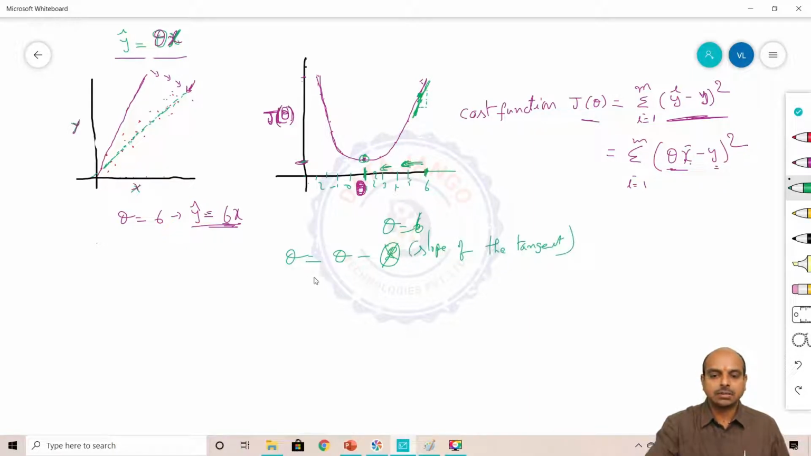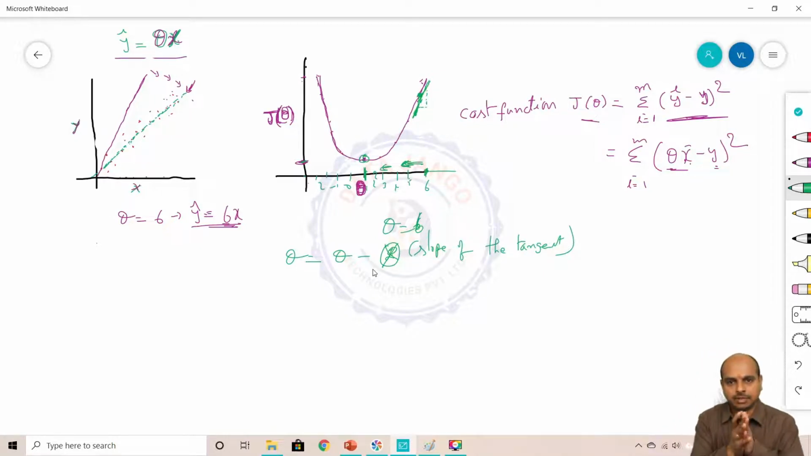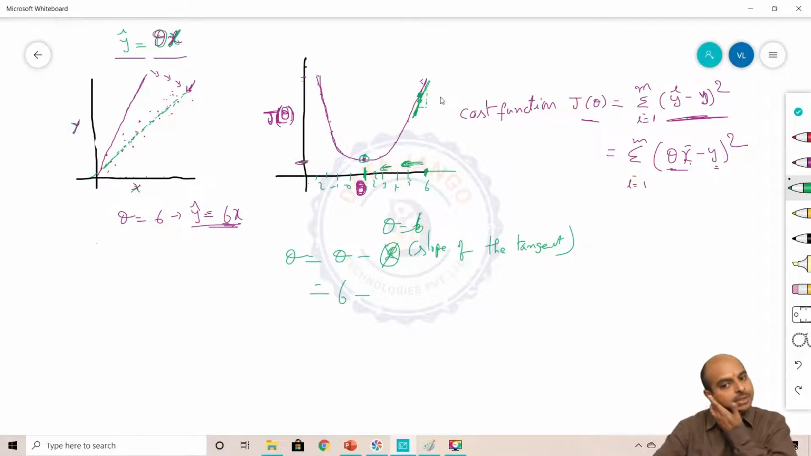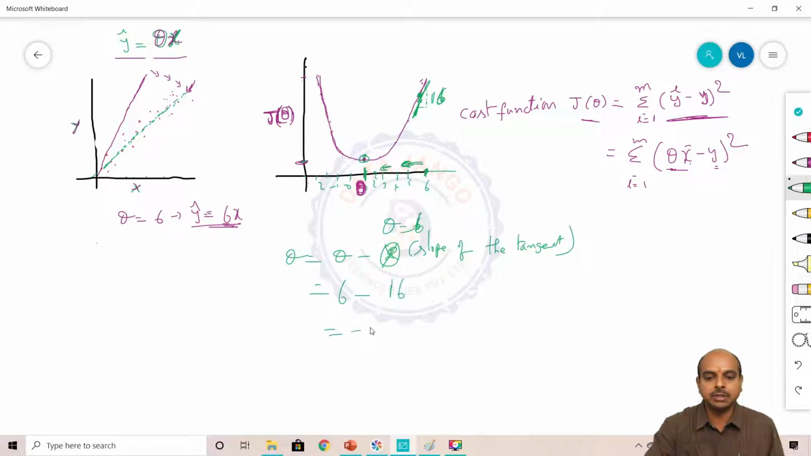Theta minus the slope of the tangent. If you have to find the next theta, theta is equal to 6 minus the slope. If the slope is 16, what happens? 6 minus 16 is how much? Minus 10.